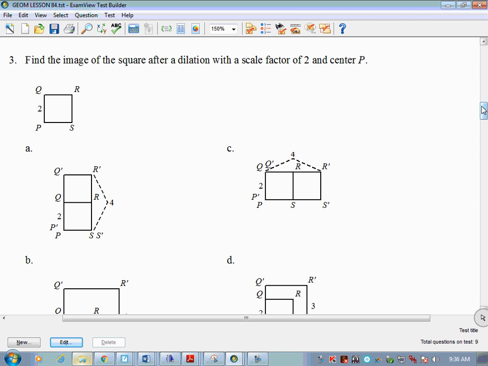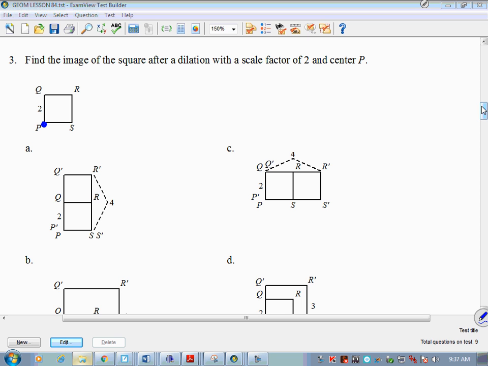All right, let's look at 3. Same kind of basic concept as that one. Find the image of the square after a dilation with a scale factor of 2 and a center of P. So notice that the center is actually on the square, right? So my image and my preimage should both have P on P, right?